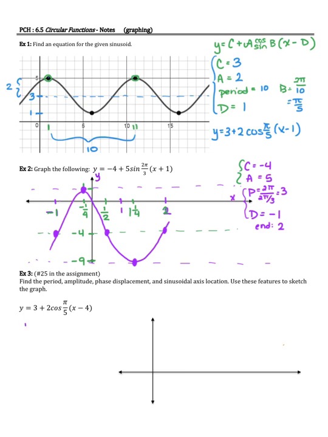Okay, we now have a cosine one down below. Let's look at what we have. We know that our c value is going to be 3, amplitude is going to be 2.